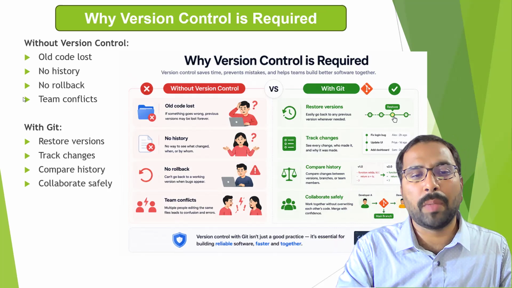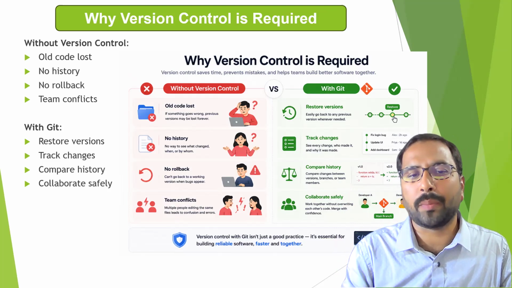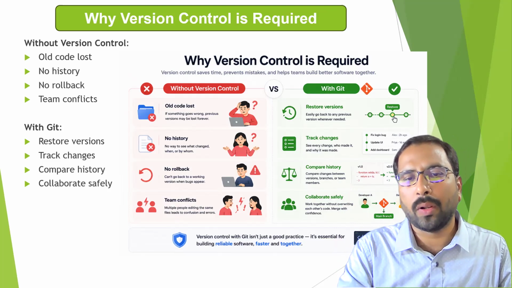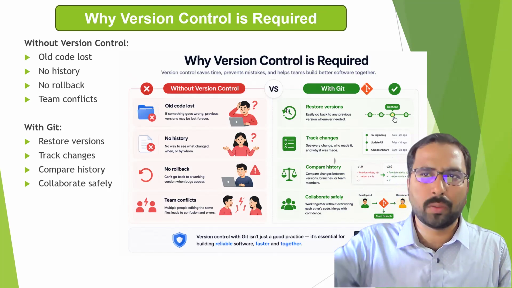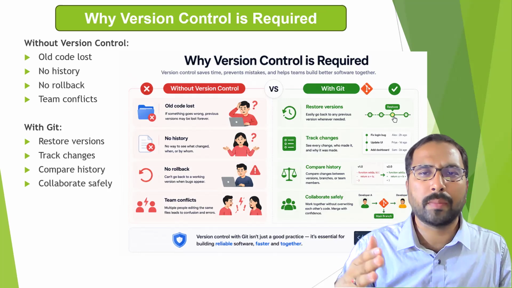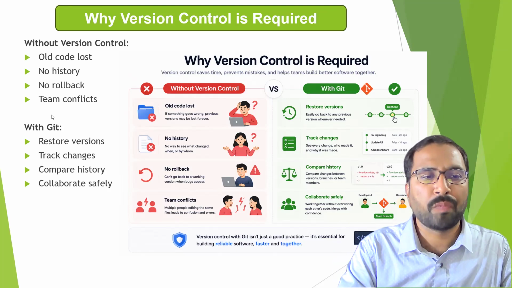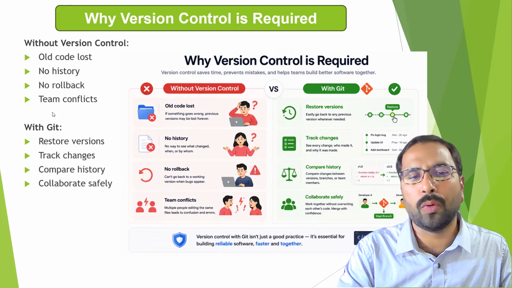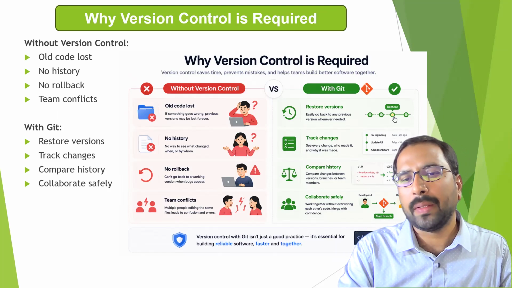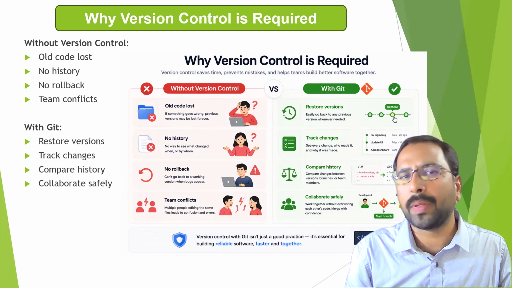Git solves this problem by storing complete project history and allowing developers to restore any previous versions anytime. So using Git, they can restore version 2 to version 1 or anything. Simply, they can restore it. Git also tracks who changed the code, what changes were made, and what changes happened, improving accountability. So completely it will be there.